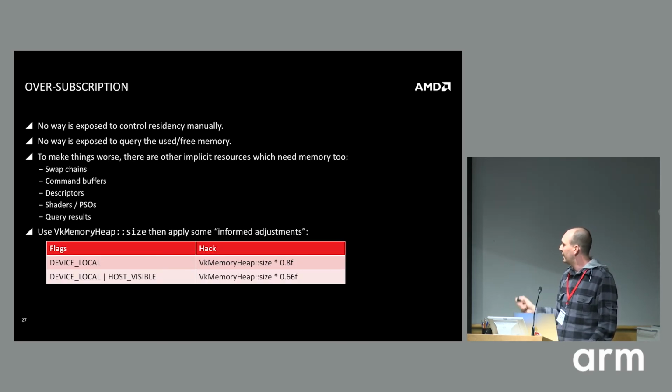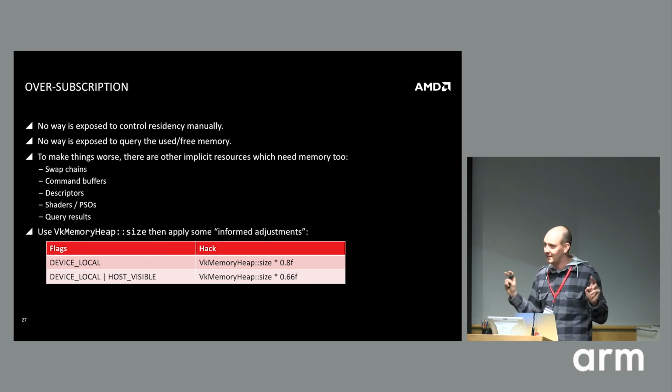So currently, there's no way exposed to control the residency or to query the residency, so you won't necessarily know that something's got paged out. There's no way to query the used and free currently, which makes this a little bit tricky as well. Also, as we heard, the heaps that we were talking about before, they're going to fill up with your resources, but the driver's also going to create things as well. So swap chains, command buffers, descriptors, PSOs, query results, all of this stuff needs memory, and it all comes out of different heaps depending on the drivers. So it is kind of hard to figure out where you are in your limits. So we've got a hack for that, which is this.